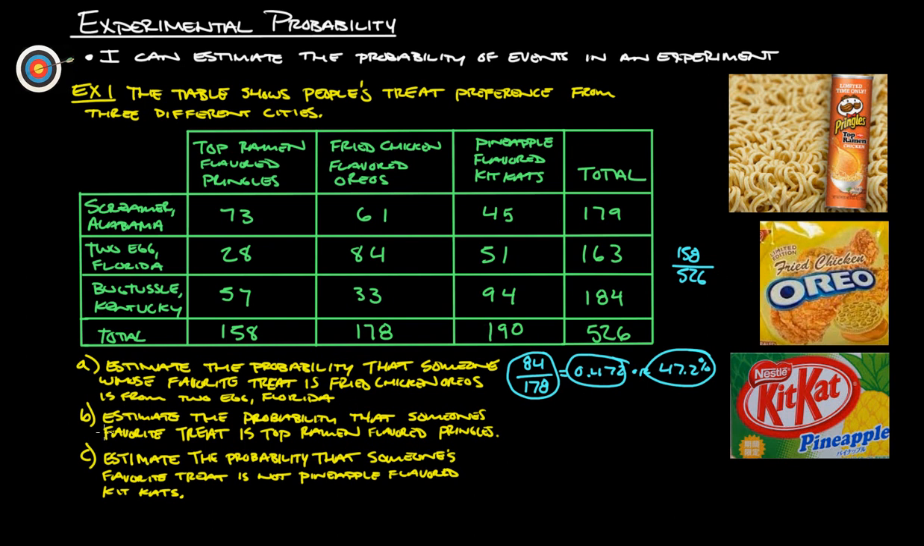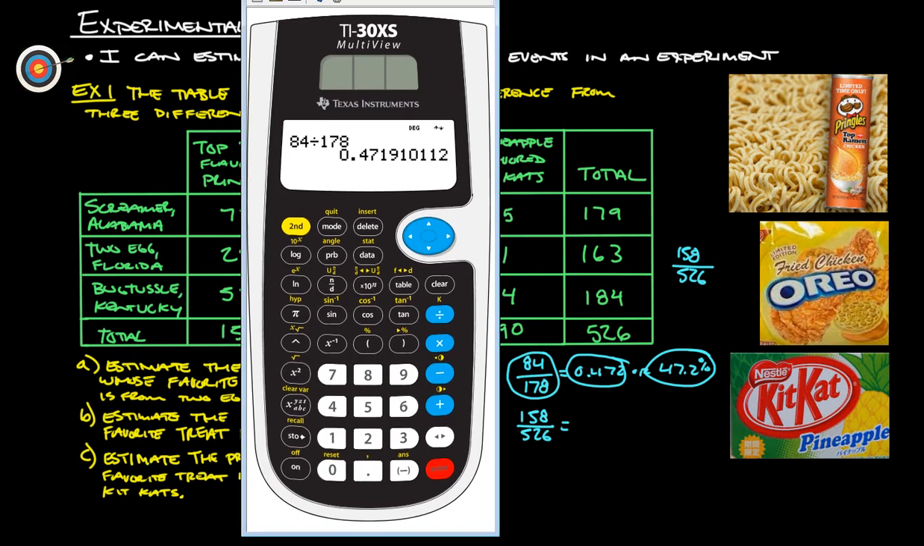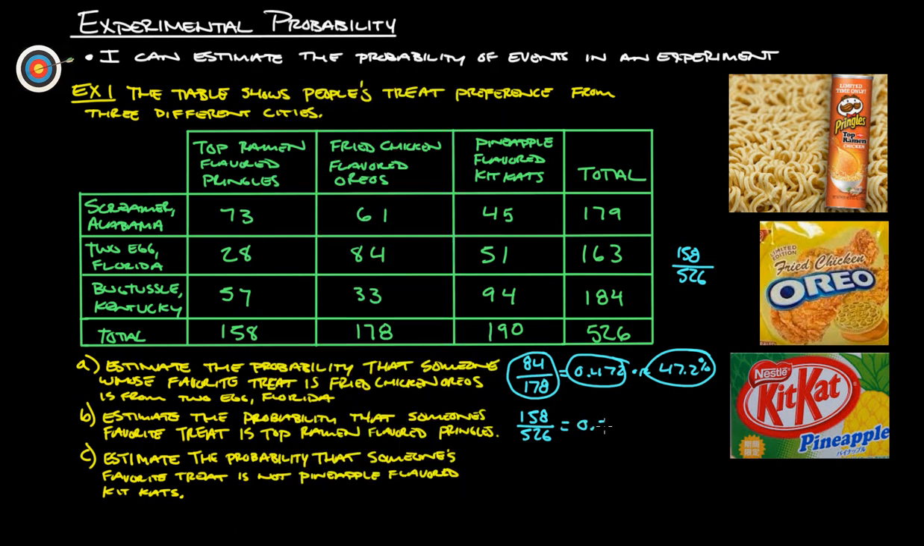Anyway, B, estimate the probability that someone's favorite treat is Top Ramen flavored Pringles. Apparently I got ahead of myself because that's exactly what we just did there. Sorry. That is going to be 158 people. Their favorite treat is Top Ramen flavored Pringles, and that's just out of 526. It's just interesting that they asked us a little bit more challenging question first, and then a little bit more difficult one. Okay, so we take 158 divided by 526, and we get 0.300, or 30%. 30% chance.